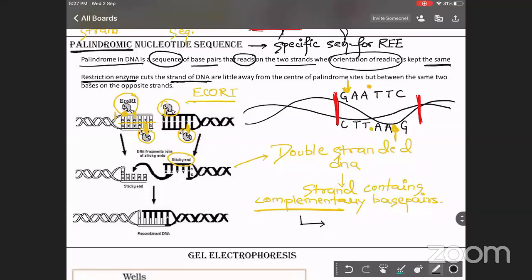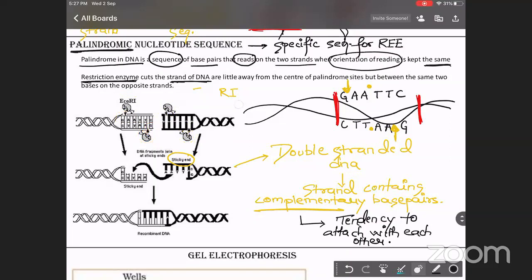So if they are complementary, they have the tendency to attach with each other. Wait, I will make you understand the whole thing. So understand till now that they have a tendency to attach with each other, because they contain complementary base pairs.